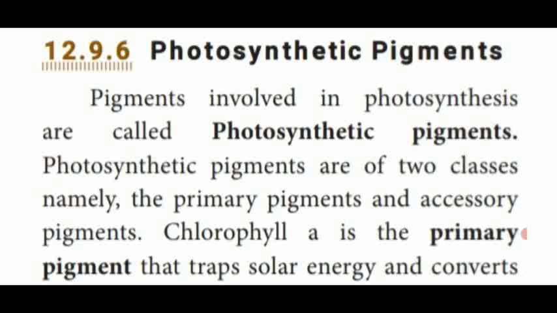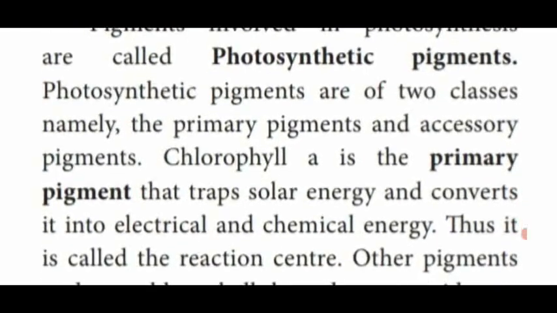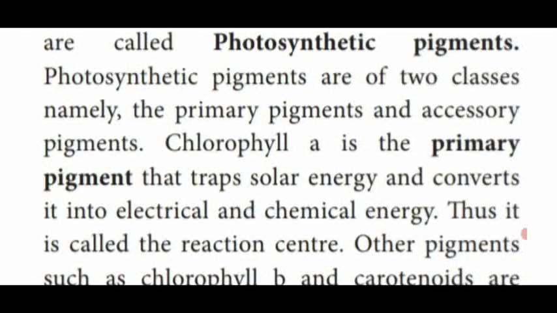Next one, photosynthetic pigments. This is another important 2-mark question. What are photosynthetic pigments? The pigments involved in the photosynthetic process are called photosynthetic pigments. These pigments are divided into two: one is the primary pigments, another is the secondary pigments or accessory pigments.